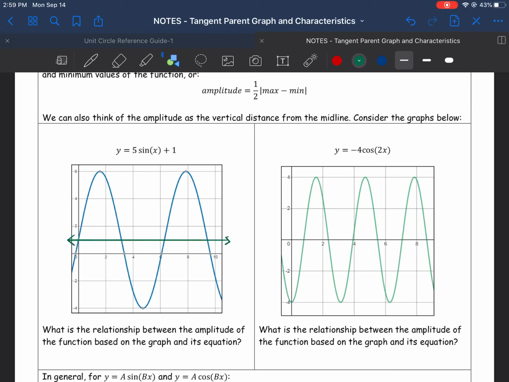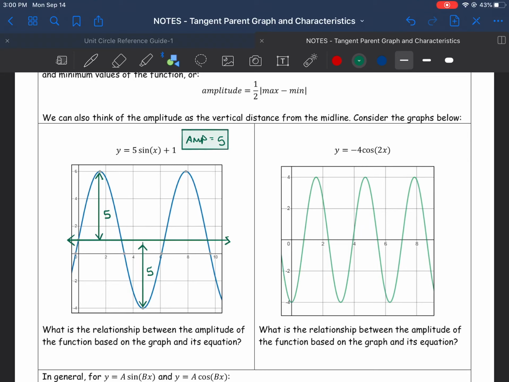If we look at the difference, the distance from the midline to the maximum point, from 1 to 6, is a distance of 5. And if we look from -4 to 1, again, that's a distance of 5. And that distance from either the maximum or the minimum to the midline, we call the amplitude. So here, our amplitude is equal to 5. I'm just going to use amp for short for amplitude. So my amplitude is equal to 5.